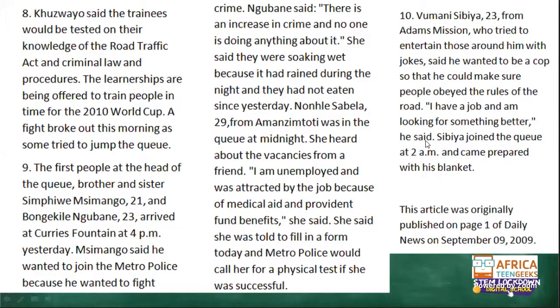Vumani Sivio, 23, from Adams Mansion, who tried to entertain those around him with jokes, said he wanted to be a cop so that he could make sure people obeyed the rules of the road. I have a job and I'm looking for something better, he said. Sibia joined the queue at 2 a.m. and came prepared with his blanket. The article was originally published on page 1 of the Daily News on September 9, 2009.